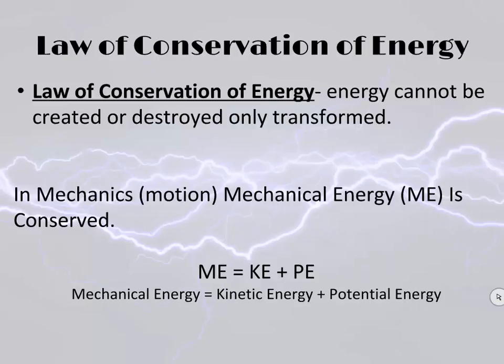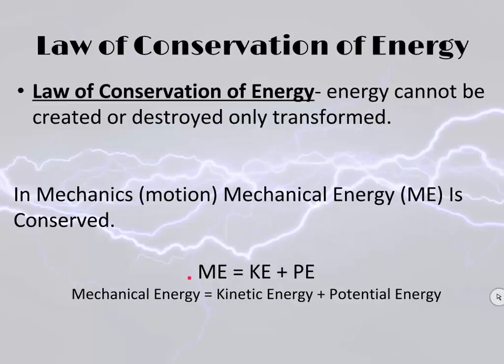So when we talk about moving objects, which we will be doing here in this unit, we want to talk about mechanical energy. So when we talk about the conservation of energy, mechanical energy is what's getting conserved. We symbolize mechanical energy with the letters ME. So in motion, mechanical energy is conserved. Mechanical energy is just the sum of your kinetic plus your potential.